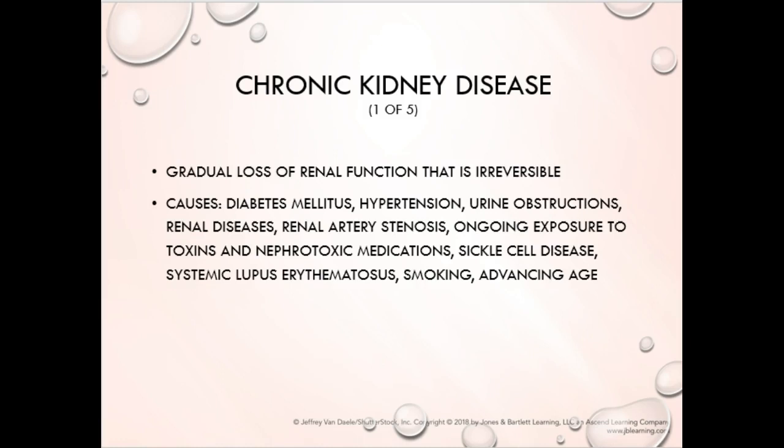And this is a gradual loss of renal function that's irreversible. You see there's a million causes to this disease. And once again, I wouldn't list these, but have a general working knowledge of things that might cause this chronic kidney disease. And it would be your chronic diseases, your diabetes, your hypertension, renal diseases, renal artery stenosis, things that are going to create permanent issues that this patient has to keep dealing with.